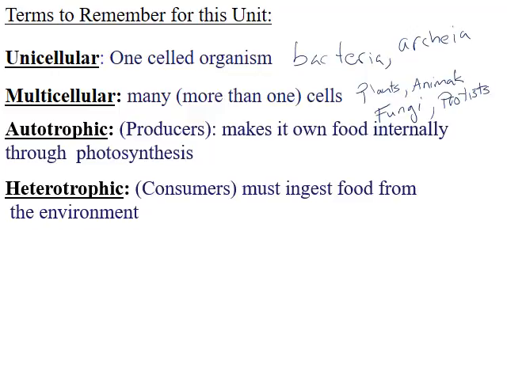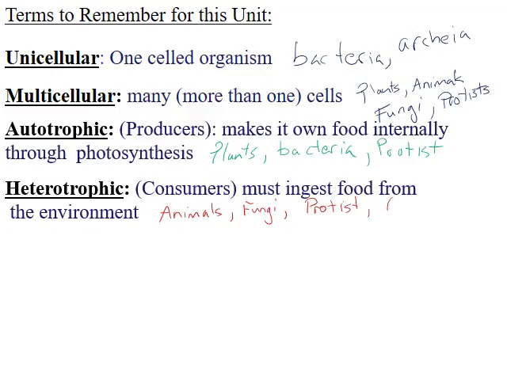So while autotrophs might be plants and some bacteria and some protists, there are a few protists that can do photosynthesis. Heterotrophs, consumers, would include all the animals, all the funguses, which don't do photosynthesis, they eat dead decaying matter, and a few protists as well. Protists kind of jump the gap here. And yes, there are a few plants that are also heterotrophic, such as the Venus flytrap, but most of the time plants fall under the category of autotrophic.